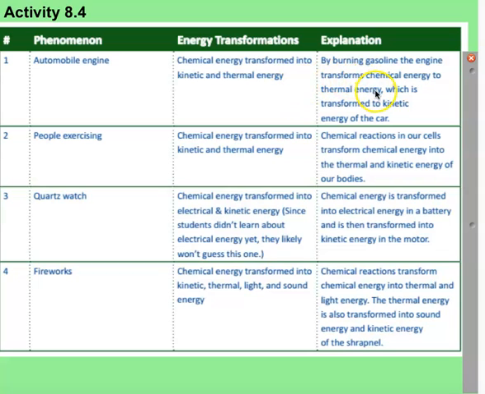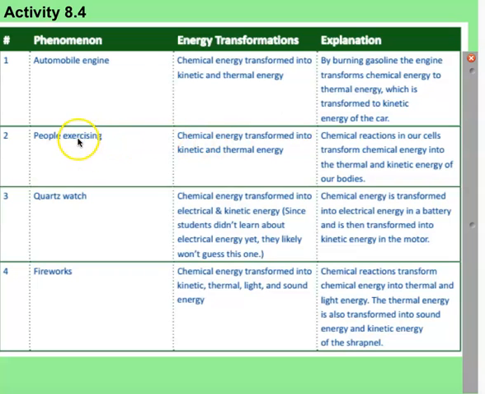So what's the explanation? Well, by burning gasoline, the engine transforms CE to TE, which is transformed to kinetic energy of the car. Again, you can start talking about not light energy, but you can talk about the sound energy being created as well. I think that's a really good one to add to this.